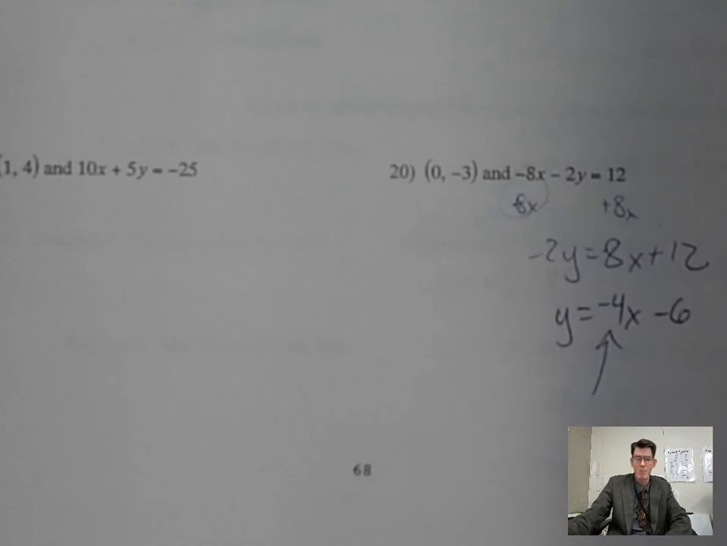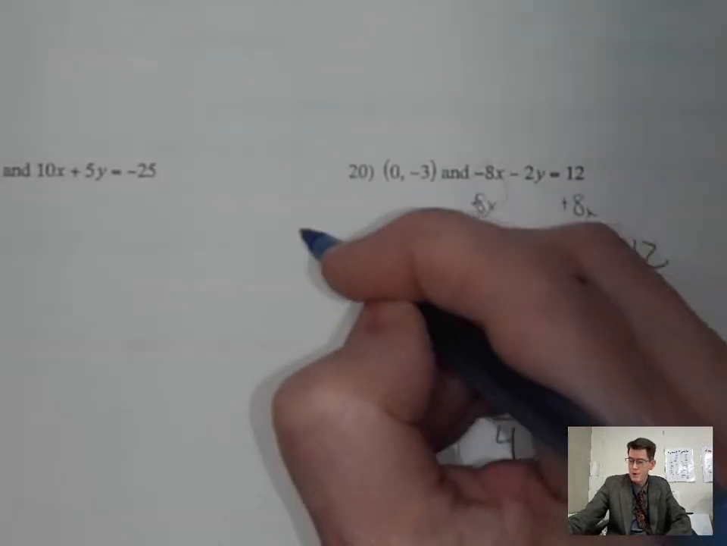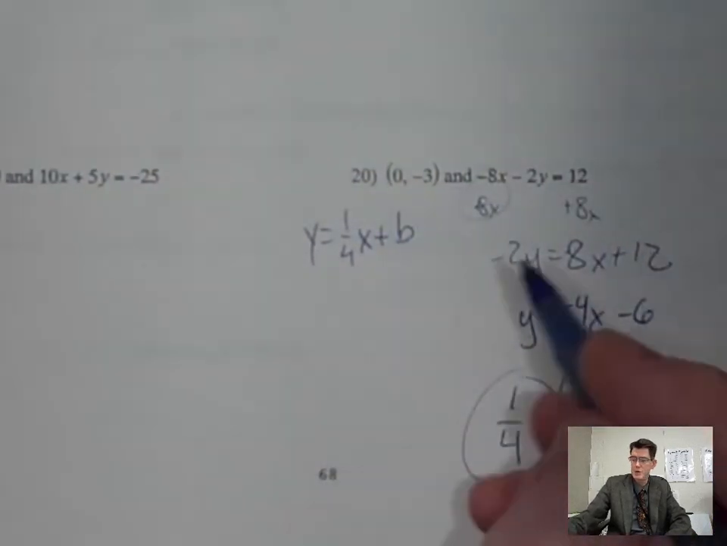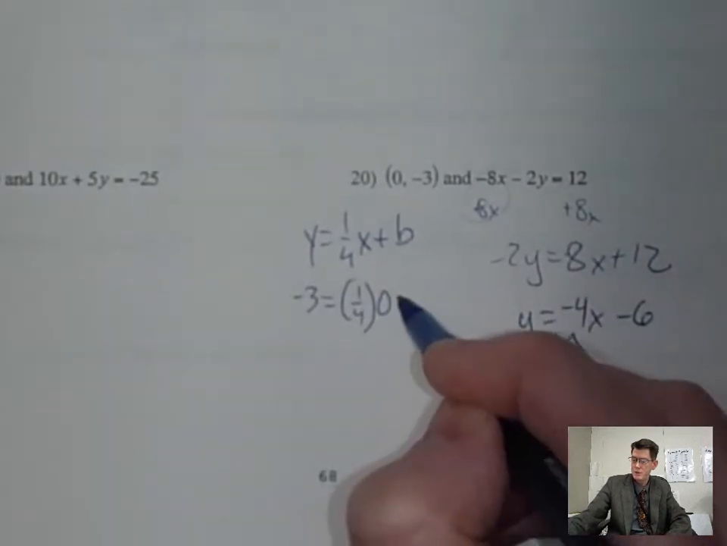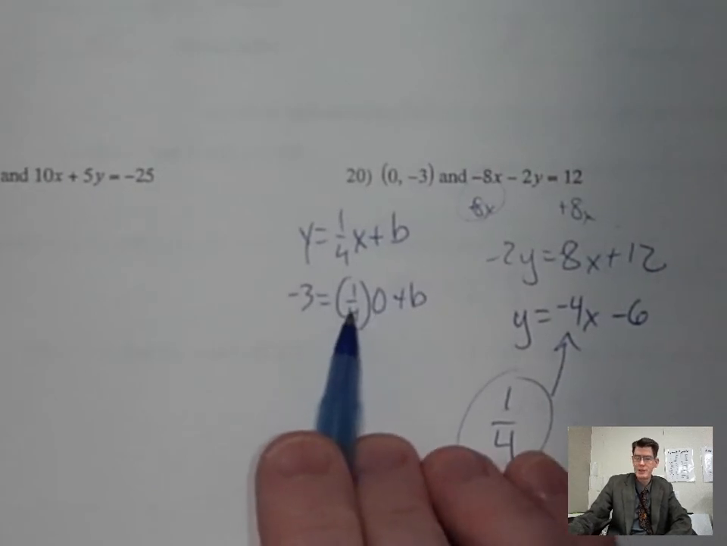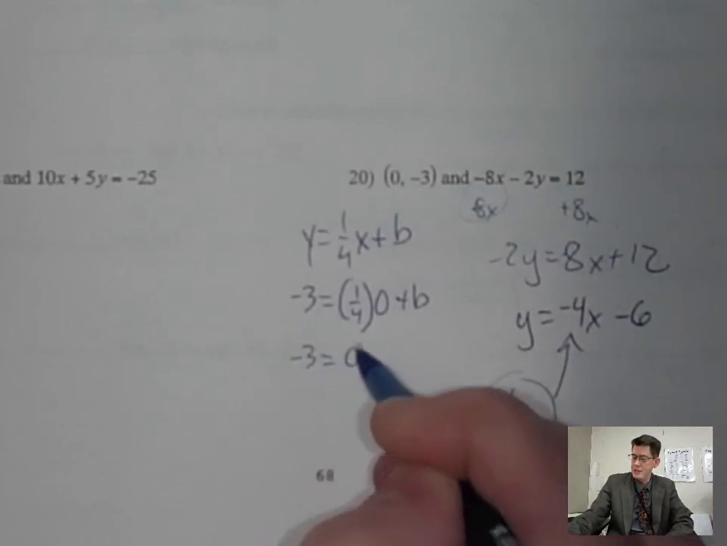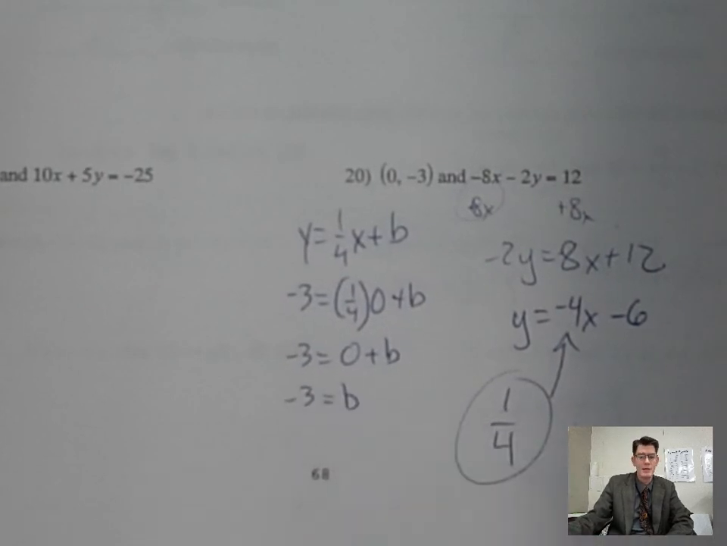Negative 4 is the slope, but I want the perpendicular of that, so I change the sign and flip it upside down, and that's going to be my new m, my new slope. And I put it in this equation. Y equals 1/4 x plus b. I put these numbers into x and y. So negative 3 is 1/4 times 0 plus b. I just do parentheses to make sure I'm multiplying. That's just a Brian way of doing it. Mr. Larson way of doing it. Negative 3 is 0 plus b. I love zeros. I'm lazy enough I don't want to write them, and I'm done.